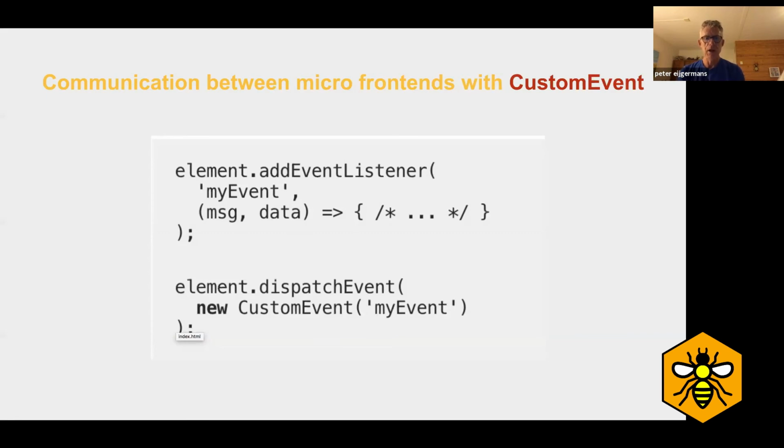At the bottom, I use here a dispatch event. I send an event from one micro frontend, and I can also define an event listener in another micro frontend, and there I can catch the dispatched event. So in this way they can communicate with each other.